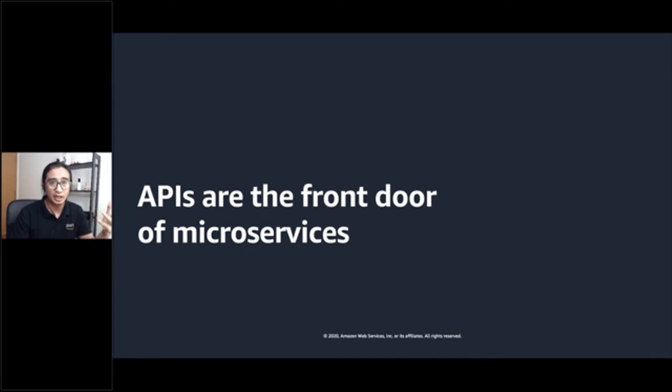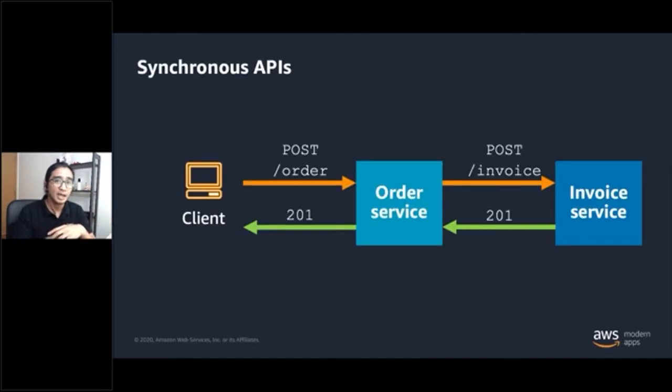And when it comes to communication, we'll naturally think about APIs. And yes, APIs are the front door of microservices. They become the interface to interact with services which hold business logic of a specific domain. Right? Now, when it comes to APIs, we will naturally think to build REST APIs or any kind of synchronous communication. So let's imagine that we are building an e-commerce application. We have two services, order service and invoice service.